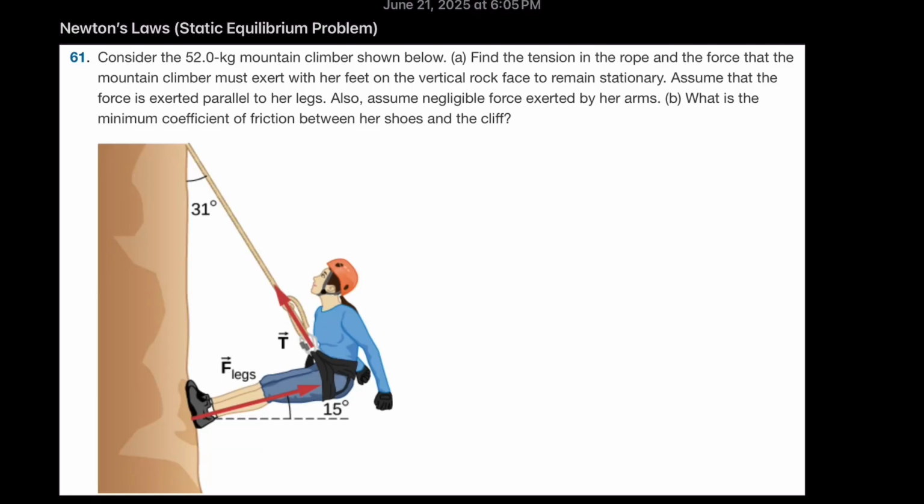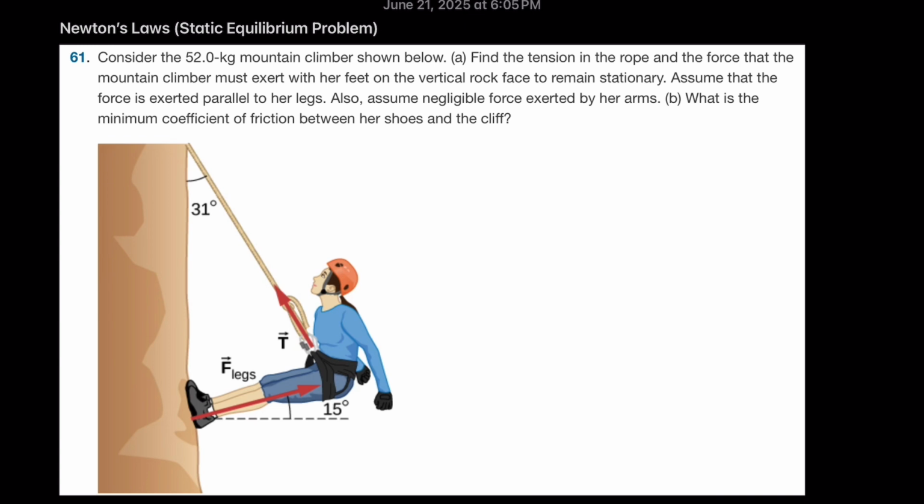Hello everyone, let's take a look at this problem involving Newton's laws, specifically on static equilibrium. In this problem, they're saying consider a 52 kilogram mountain climber shown below, and the first part of the problem is to find the tension in the rope and the force that the mountain climber must exert with her feet on the vertical face to remain stationary.